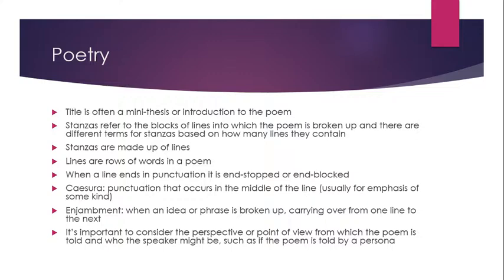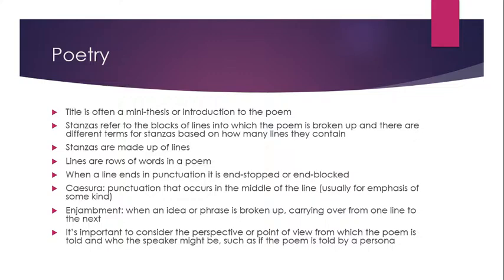So stanzas are the blocks of lines that the poem is broken up into. There are actually different terms for stanzas based on the number of lines that comprise them, which your book discusses, so that's something I would encourage you to look at. Essentially, a couplet is 2 lines, a triplet or tercet is 3 lines, a quatrain is 4 lines. So we're just thinking about the number of lines in a stanza.